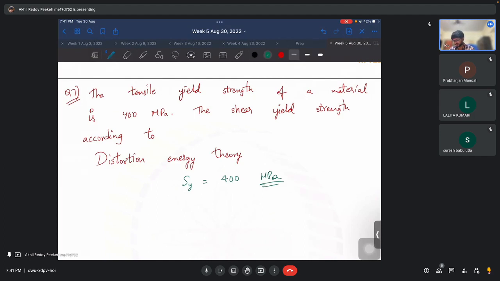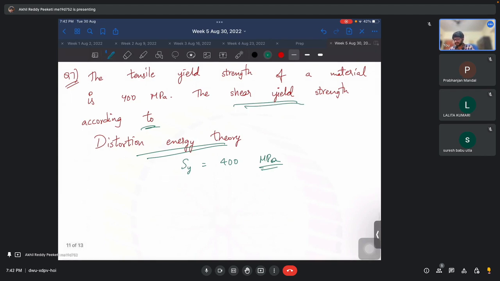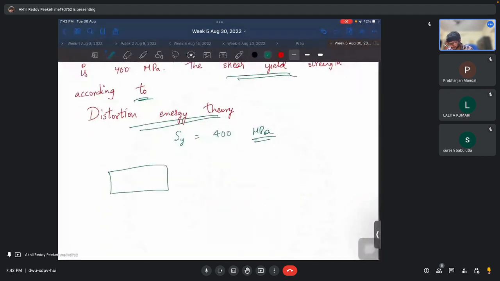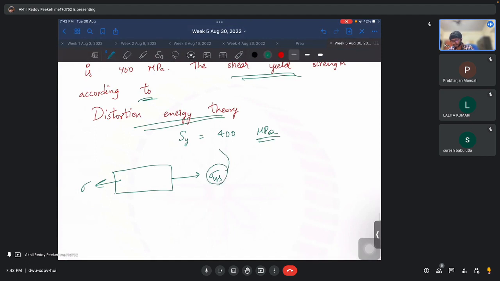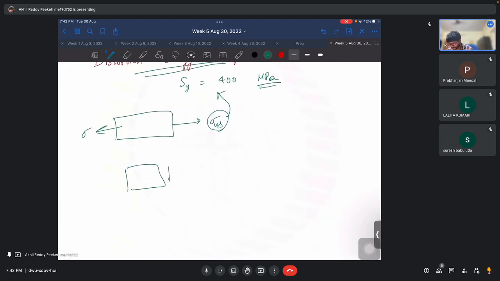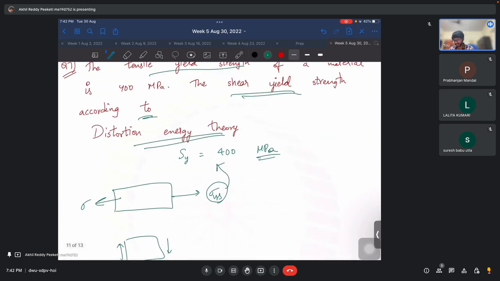And the shear yield strength according to distortion energy theory. So what they mean by tensile yield strength and shear yield strength is, in tensile yield strength they did a uniaxial tensile test. When they did this test, it failed at some sigma ys. So that is this value. Okay. Now when they are doing pure shear and it fails, how is this tensile yield strength related to the shear yield strength? That is the question.